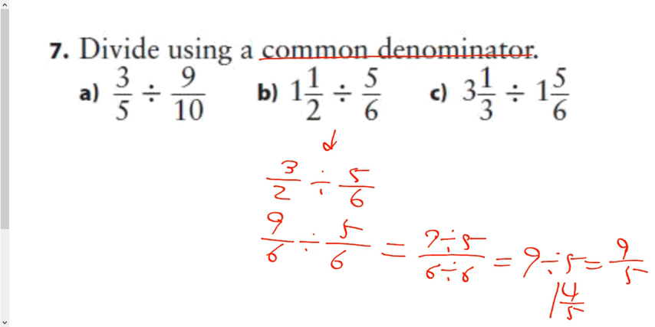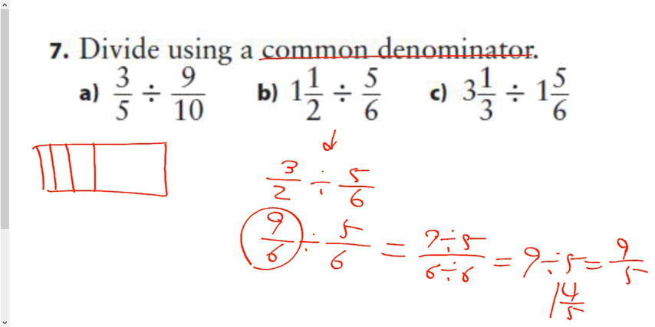If I drew it real quick, I don't want to draw this one because, oh, sugar. If I drew it, it would be difficult because I'd have to draw more, but I will draw it. So I have 9/6. So I have all of these sixths. And I'm going to draw it again.